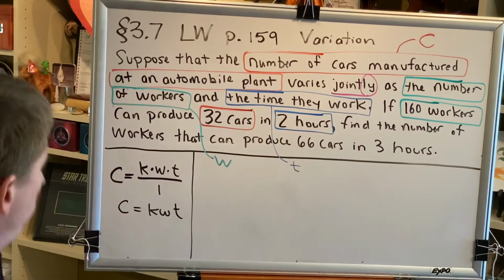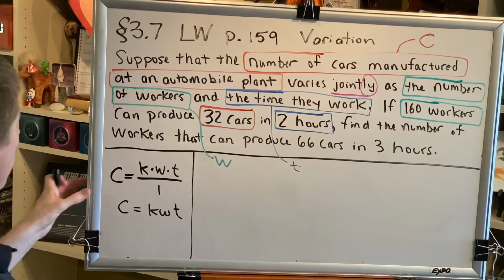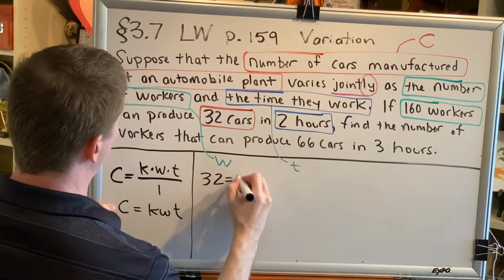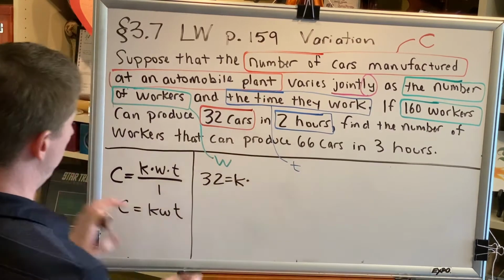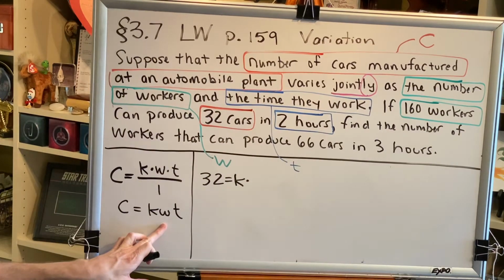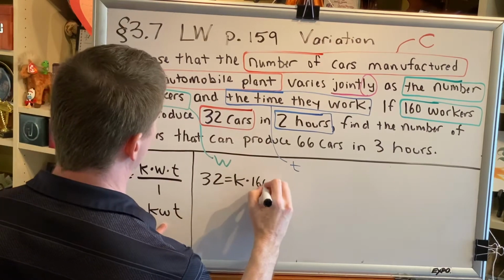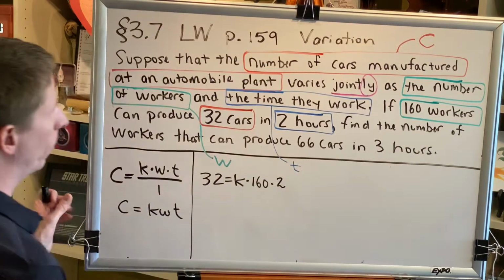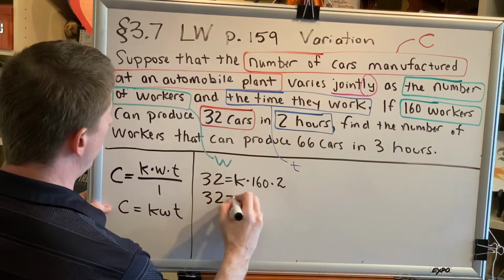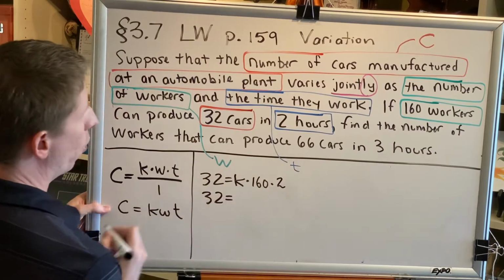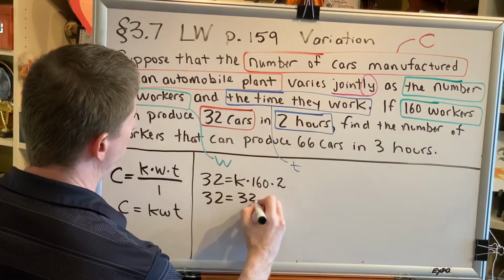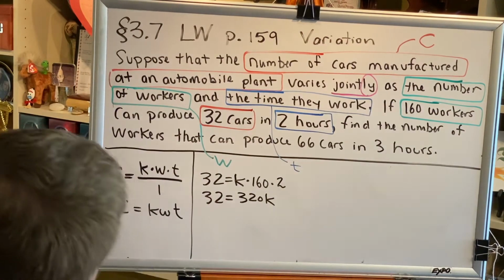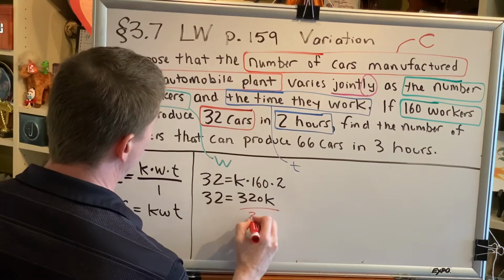All right, so let's plug those things into our equation. So we have the number of cars is 32 equals K times W, the number of workers is 160 times T, the amount of time, which is 2. Okay, so we get 32 equals 2 times 160 is 320, so we get 320K. We want to get K by itself, so we're going to divide both sides by 320.